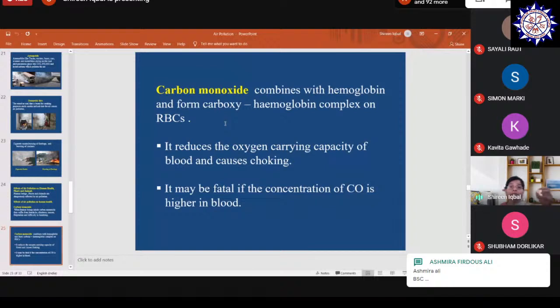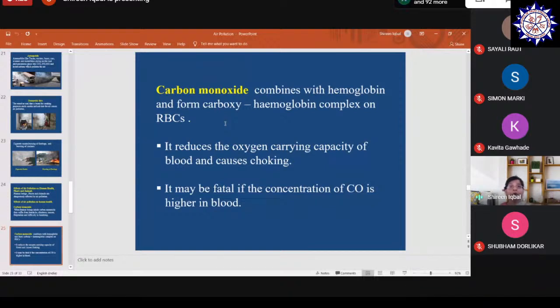तो जो उसमें RBCs के अंदर कैपेसिटी होती है कि वो ऑक्सीजन को कैरी करे, वो कम हो जाती है, and due to this, it causes choking or suffocation. And sometimes because of this choking or suffocation, the death can also occur, because of the high concentration of carbon monoxide in blood.